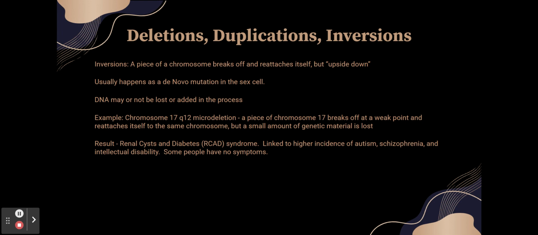One example of an inversion is chromosome 17q12. So it's on the 17th chromosome, on the Q arm at the locus 12. It ends up in a microdeletion. So a piece of chromosome 17 breaks off and reattaches itself upside down, but a little piece of that material is lost, and we have renal cysts and diabetes, RCAD syndrome. There are other features that go with that because there were other genes on that little strand of the chromosome, but the defining feature that most people have is the renal cysts and diabetes, and it's called type 5 diabetes.